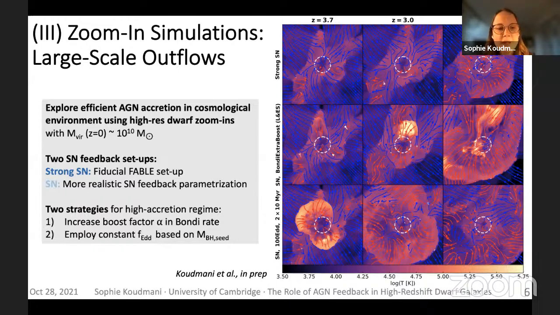And to assess this, we use two strategies to reach this high AGN accretion regime. Firstly, increasing the boost factor alpha in the Bondi rate, which was originally introduced to account for the unresolved nature of the multi-phase ISM. Here we just use it as a cheap tool to reach high accretion rates. And the other tool is then similar to the isolated case. We employ constant high Eddington fractions based on the black hole sigmas.